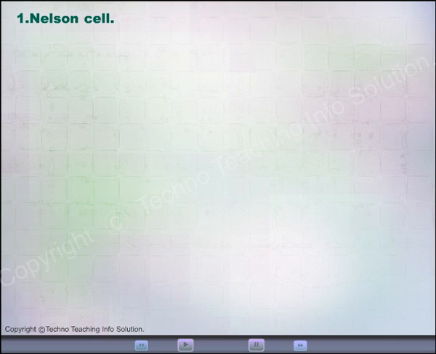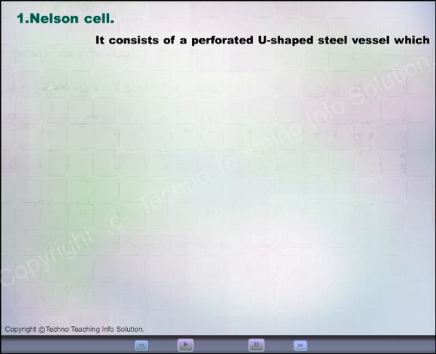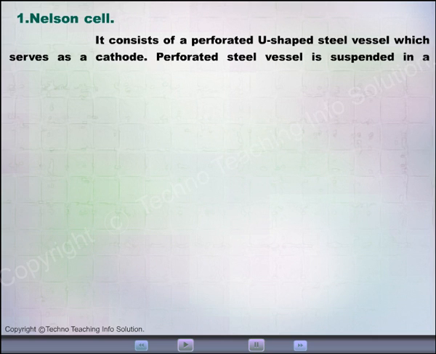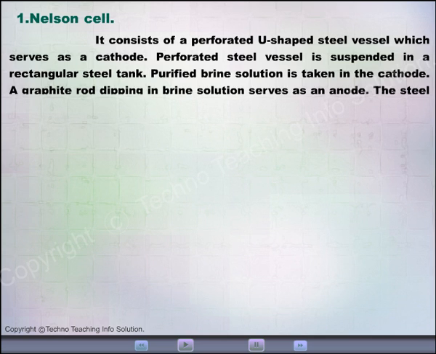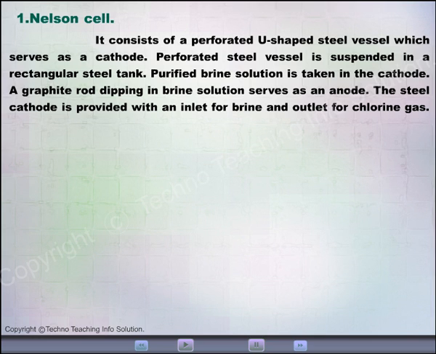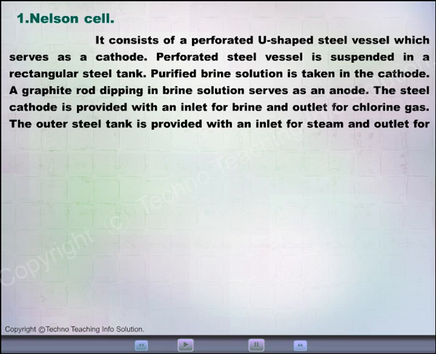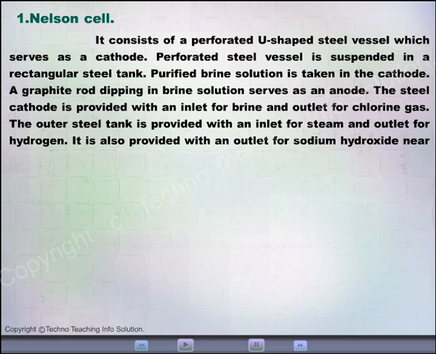First, Nelson cell. It consists of a perforated U-shaped steel vessel which serves as a cathode. The perforated steel vessel is suspended in a rectangular steel tank. Purified brine solution is taken in the cathode. A graphite rod dipping in brine solution serves as an anode. The steel cathode is provided with an inlet for brine and outlet for chlorine gas. The outer steel tank is provided with an inlet for steam and outlet for hydrogen. It is also provided with an outlet for sodium hydroxide near the base.